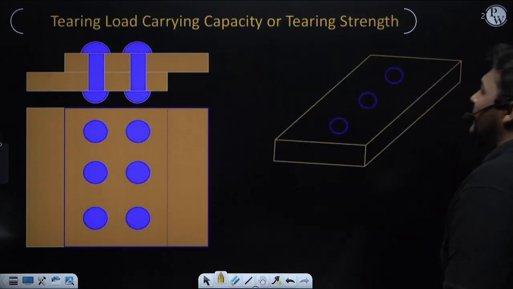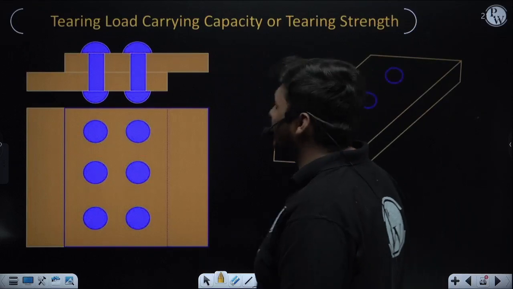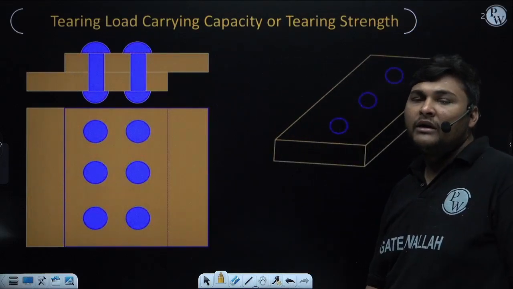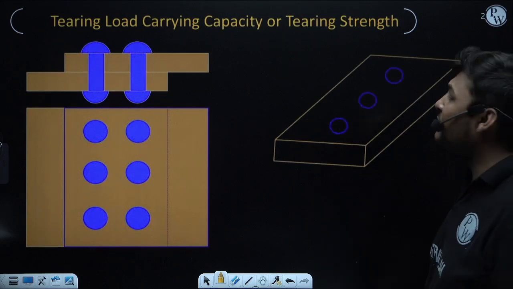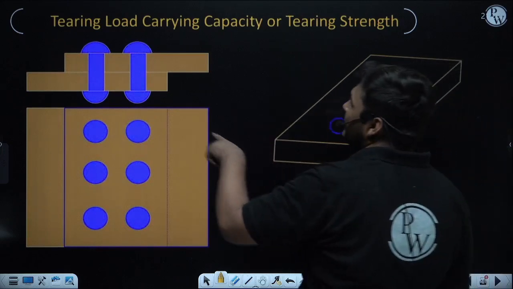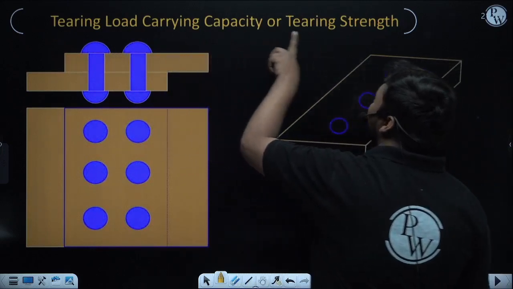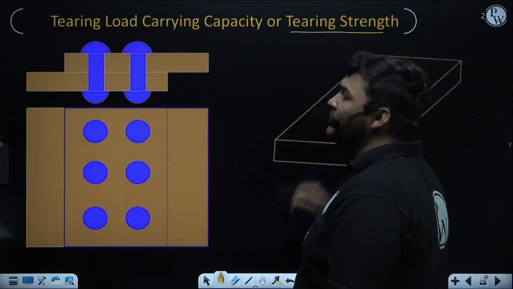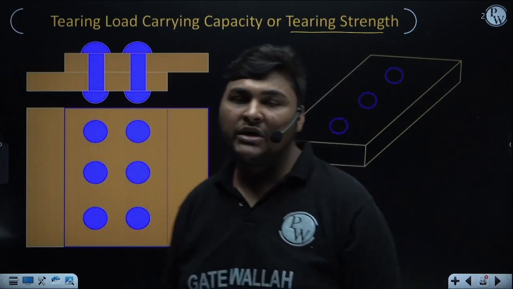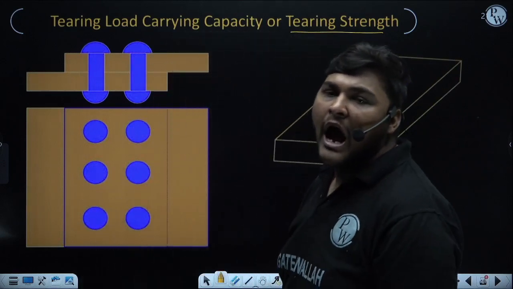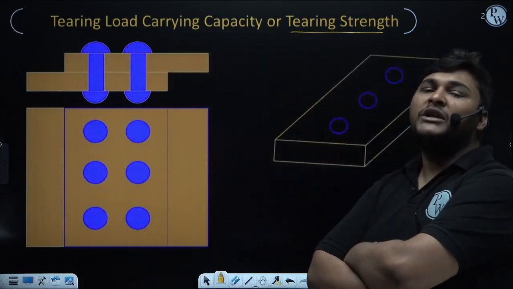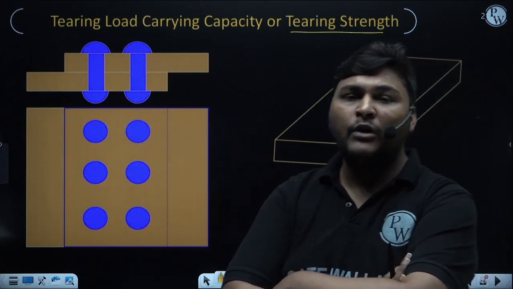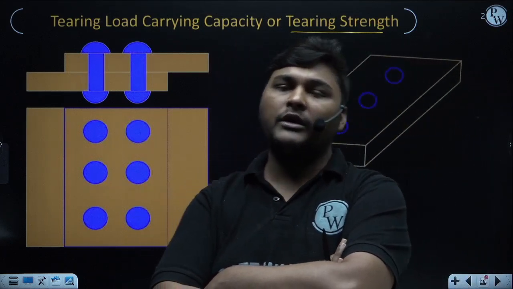So first we will understand tearing failure, means how to design to avoid tearing failure, and whatever load carrying capacity will come to avoid tearing failure, that load carrying capacity will be known as tearing load carrying capacity, or sometimes tearing load carrying capacity is also known as tearing strength. So I am discussing how to keep our system safe from tearing failure, and whatever load carrying capacity will come for tearing failure, that is known as tearing load carrying capacity.